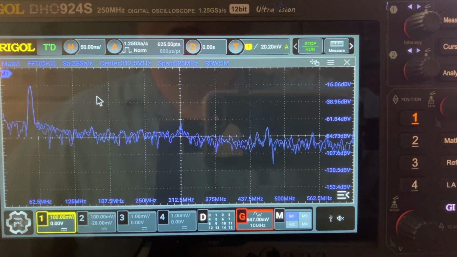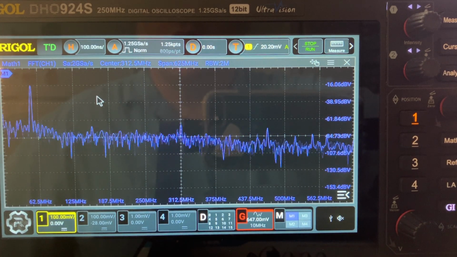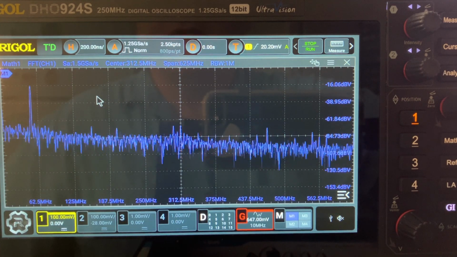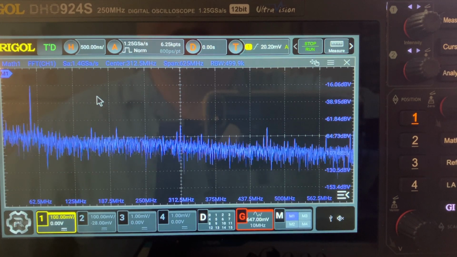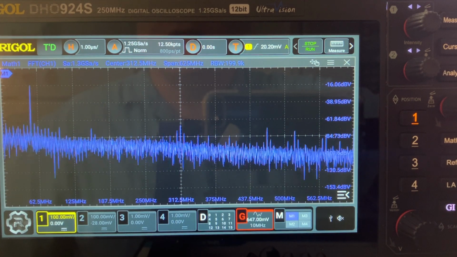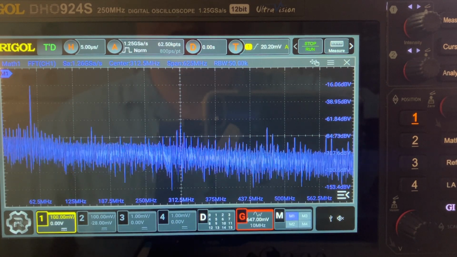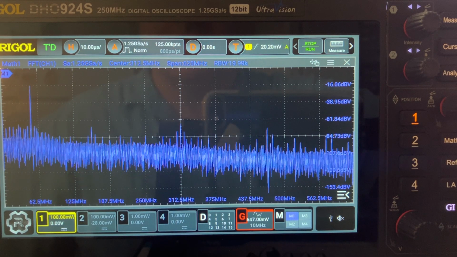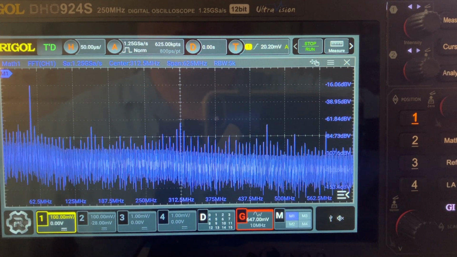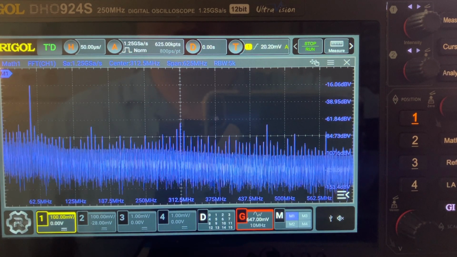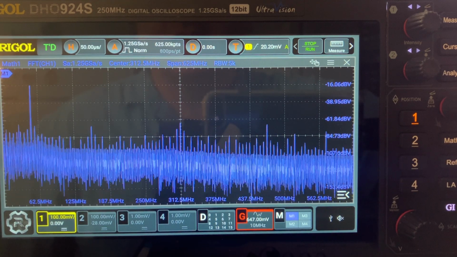So 15 nanoseconds per division, 100, and the more points I have, the more definition I have on the scope. 6K, 12K points, 1 microsecond, and the more I have, the more signal to noise I get. The noise floor goes lower. So we could go up to a certain point, and that's probably the maximum. The more points I have, of course, the slower the scope gets.